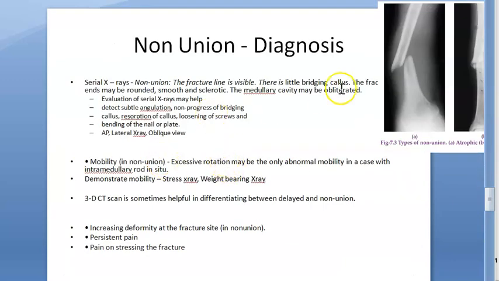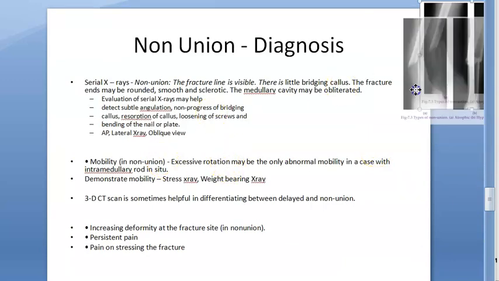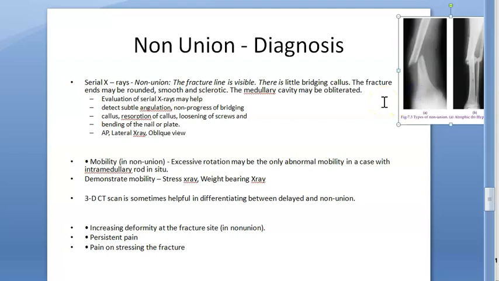Then we saw the diagnosis, how will you do? Basically you will do x-rays, that too serial x-rays. To check the fracture line, whether the callus is there, whether the fracture end is round, smooth, sclerotic, whether the medullary cavity has obliterated. Then you will check whether there is resorption of the callus, loosening of the screws, bending of the nail or plate, right? All this you'll have to do.